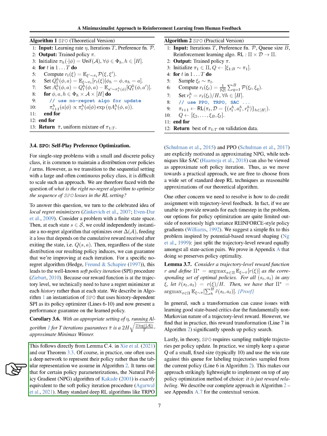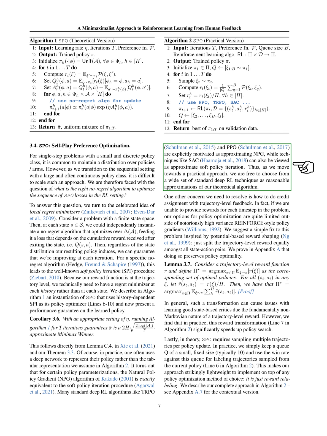In practice, we often use a deep network to represent our policy. For certain policy parameterizations, the natural policy gradient, NPG, algorithm is equivalent to the soft policy iteration procedure. Many standard deep reinforcement learning algorithms like TRPO and PPO are motivated as approximations of NPG, while techniques like SAC can also be viewed as approximate soft policy iteration.